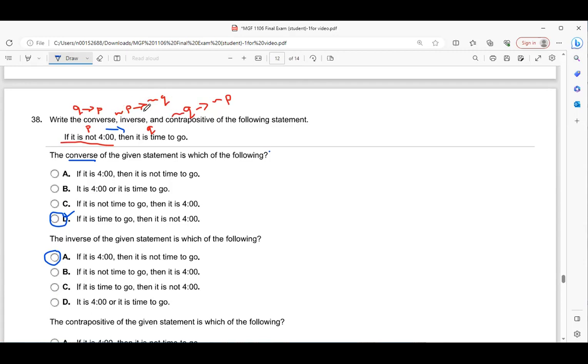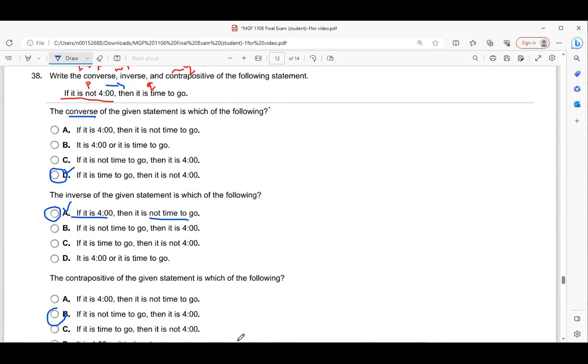Finding the inverse, we reverse the order and we take the negation of both statements. So not P, then not Q. So remember what our P and Q are. So if not P, we're saying if it's not 4 o'clock, so the negation of that would be that it is 4 o'clock. So if it is 4 o'clock, then not Q. The negation of it being time to go would be not time to go. So letter A should be correct.